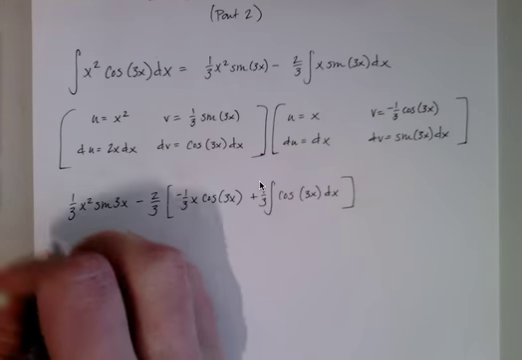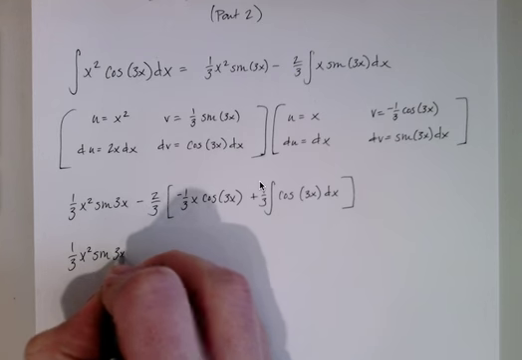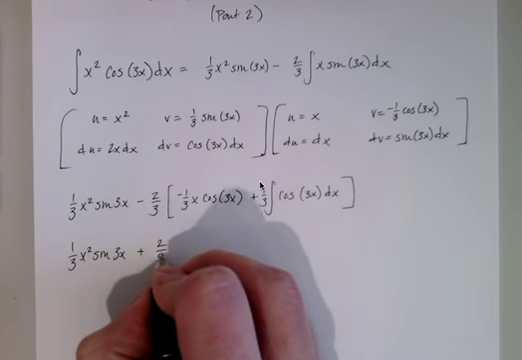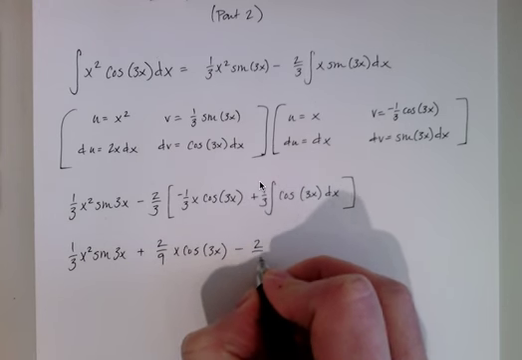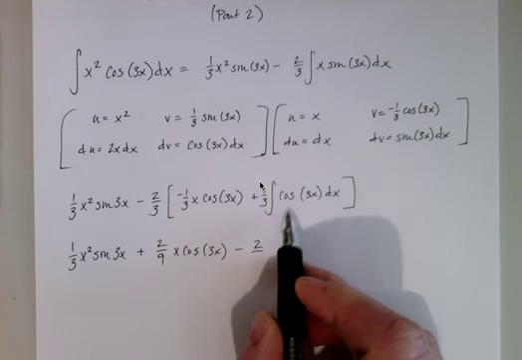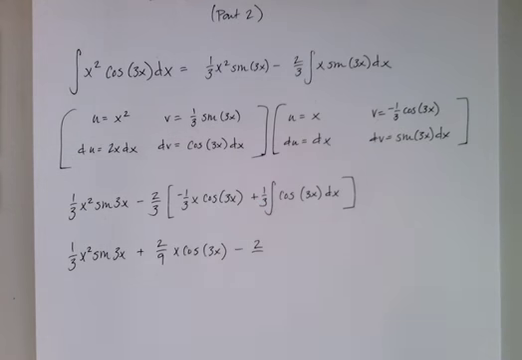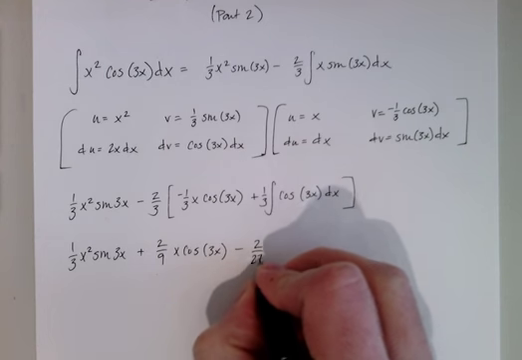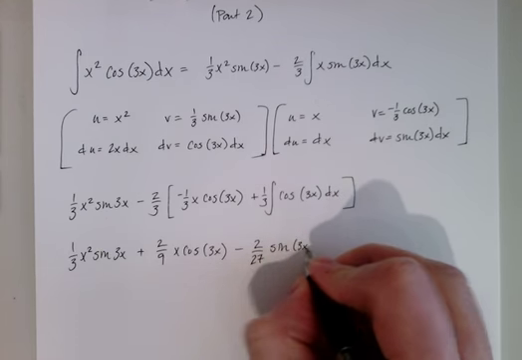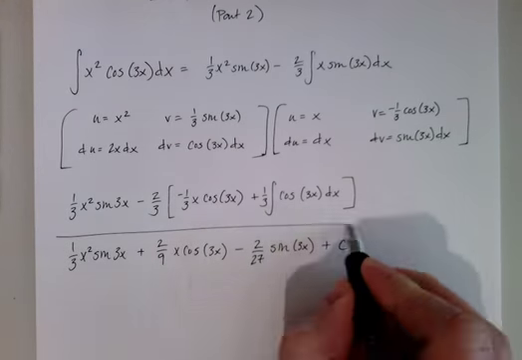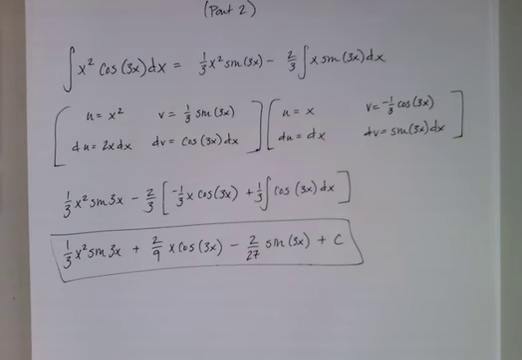Okay, so we can go ahead and distribute. That cleans this up just a little bit. And I wind up with 1/3 x squared sine 3x plus 2/9 x cosine 3x minus 2/9, but it's not 2/9 because the moment that I anti-differentiate that, I'm going to get 1/3 sine 3x. I've already done that legwork right there, okay? So I'm going to get 2/27 sine 3x plus c. Okay, 2 rounds of integration by parts. That's not too fun.